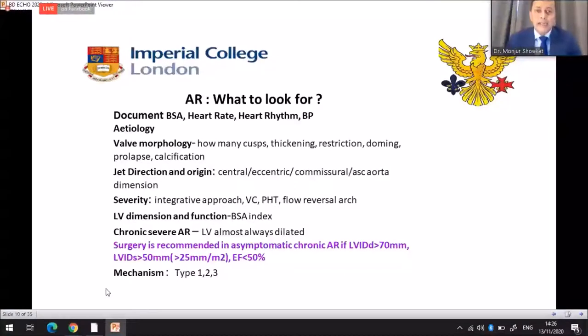When we start assessing the aortic valve, what are the things we look for? We need to document the body surface area. We need to document heart rate, heart rhythm, and blood pressure. Putting down blood pressure is so crucial. If you have somebody with a wide pulse pressure and your assessment shows severe aortic regurgitation, that patient's outcome might be poor.